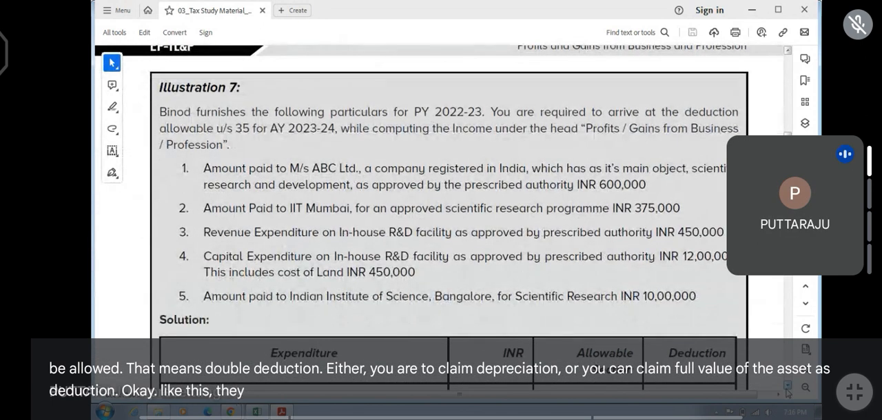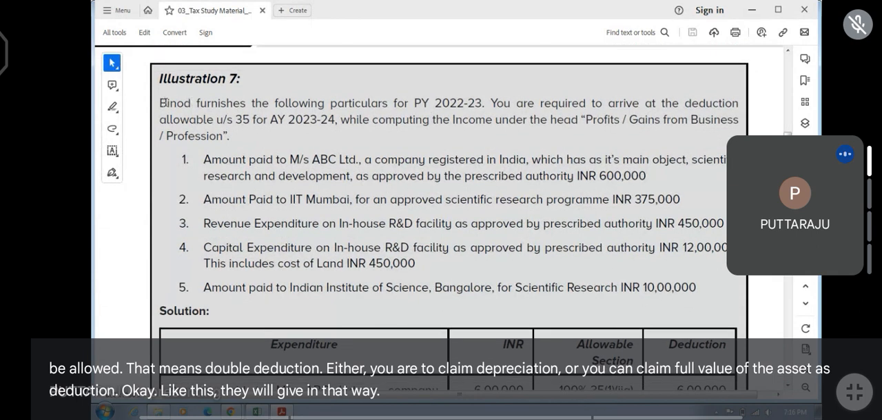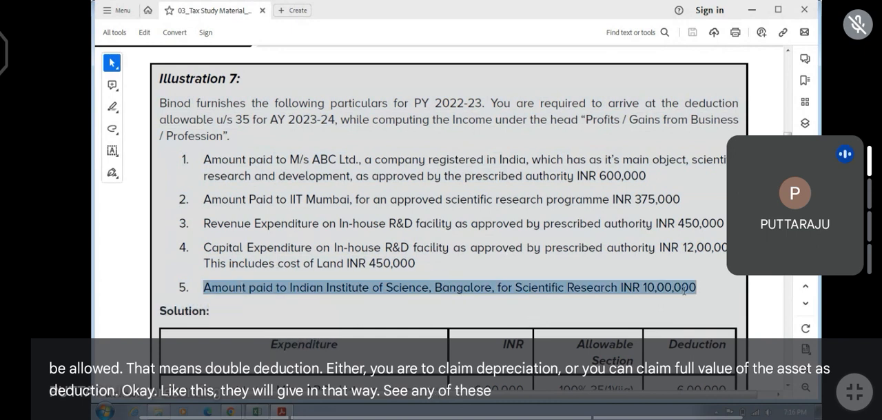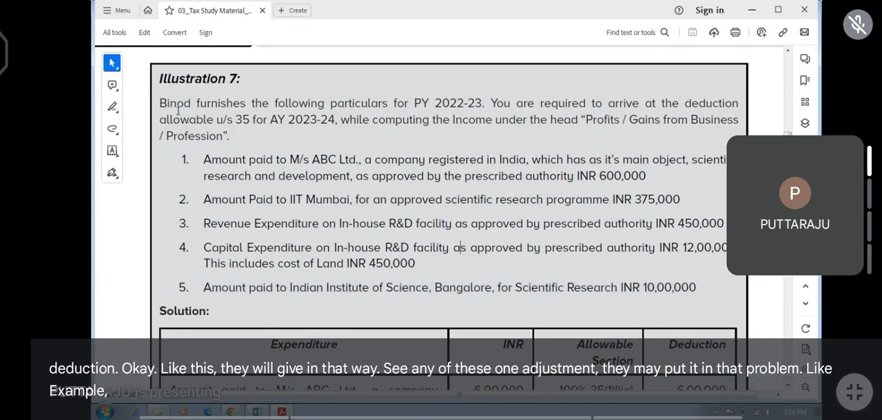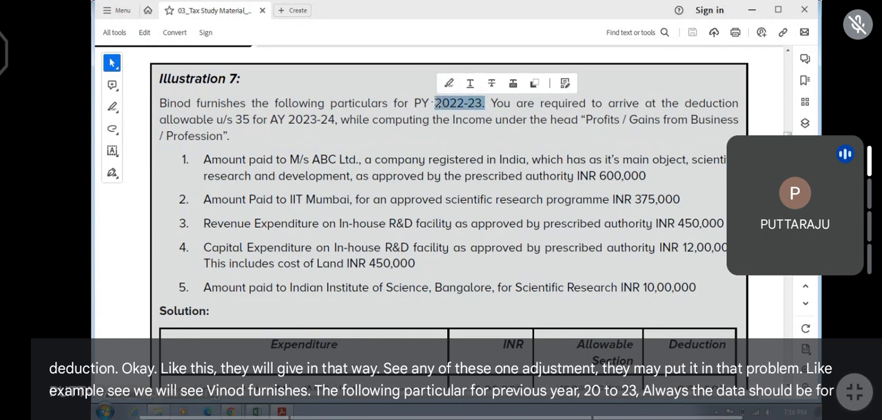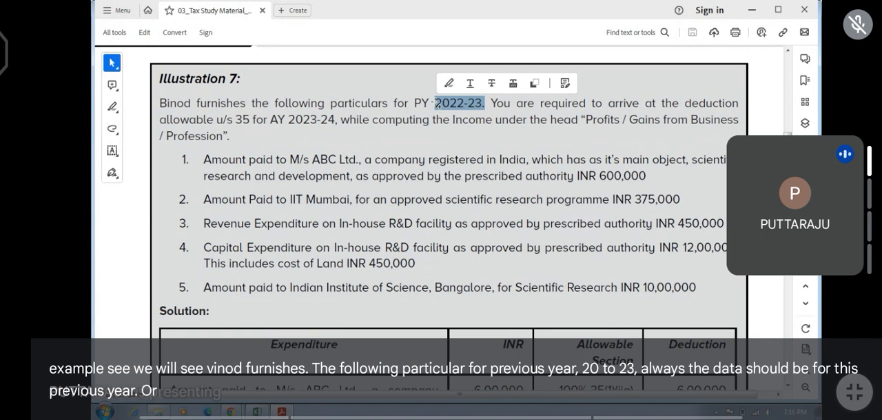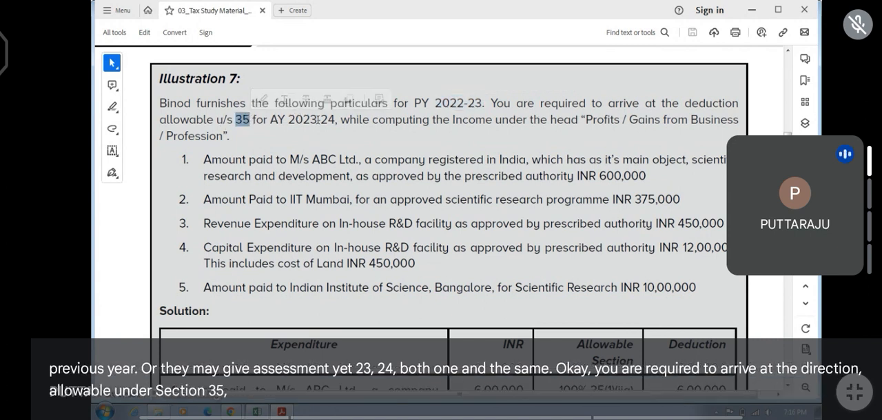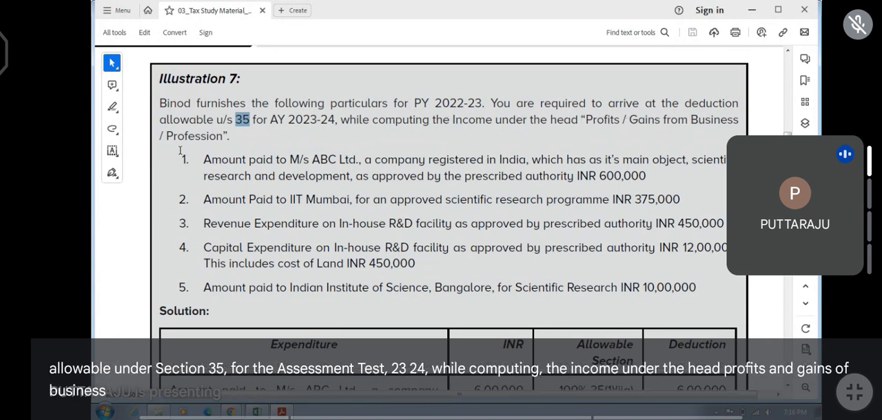Like this, they will give in that way. Any of these adjustments, they may put in that problem. For example, we will see. Vinod furnishes the following particulars for previous year 22-23. Always the data should be for this previous year. Or they may give assessment year 23-24, both one and the same. You are required to arrive at the deduction allowable under section 35 for the assessment year 23-24 while computing the income under the head profits and gains of business or profession.